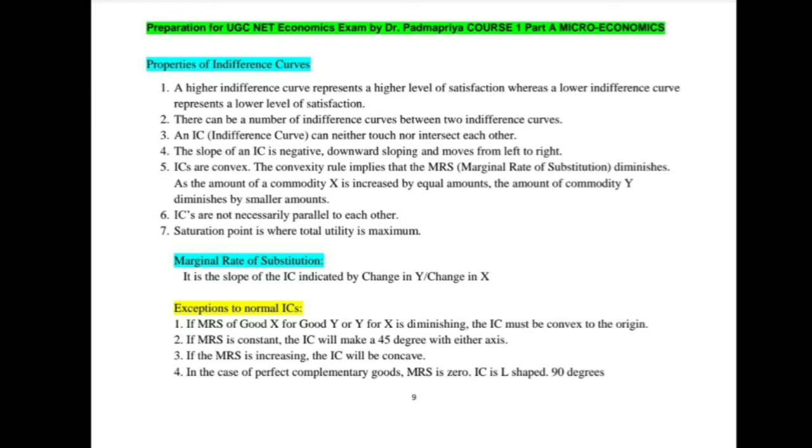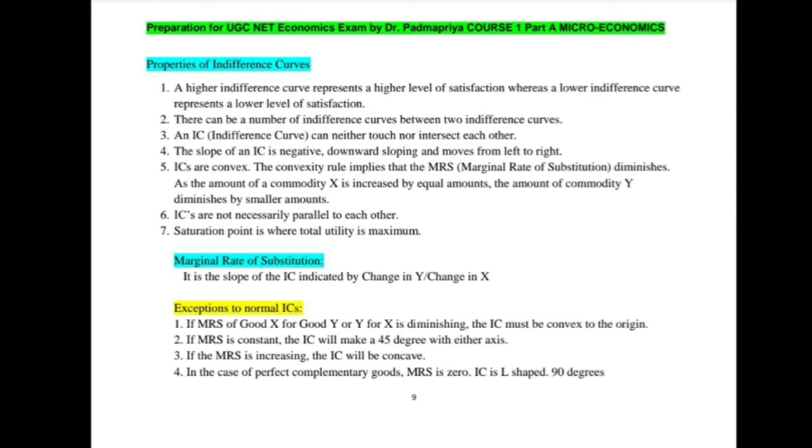The indifference curve does not intersect another indifference curve. The slope of an indifference curve is negative, downward sloping, moving from left to right, and convex, which means that the marginal rate of substitution is diminishing. And then we have indifference curves which are not necessarily parallel to each other.